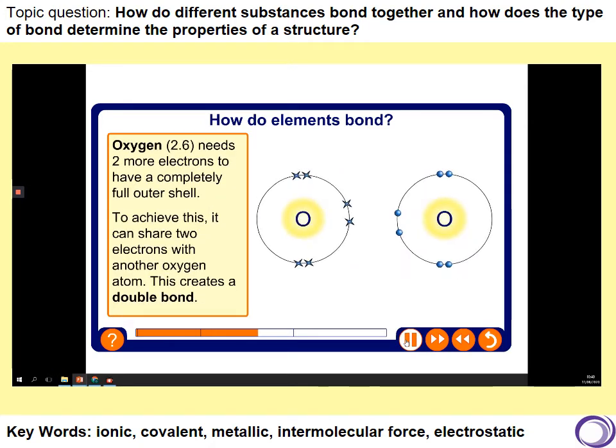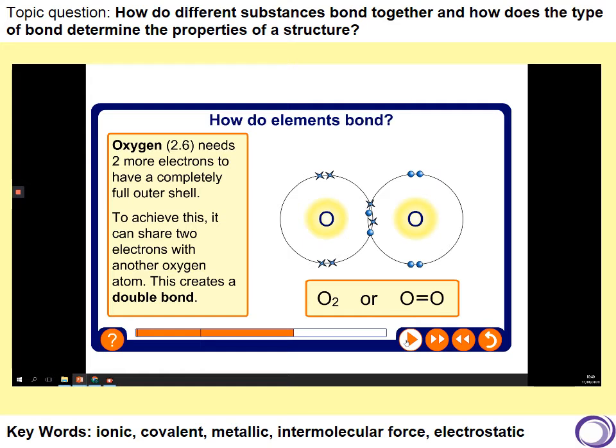If we now look at oxygen, oxygen is in group 6 and has 6 electrons in its outer shell and requires another 2. So in this case, the oxygen atoms will each share 2 electrons. So there are 2 shared pairs, and this is a double covalent bond. And you can see that shown by the 2 horizontal lines.